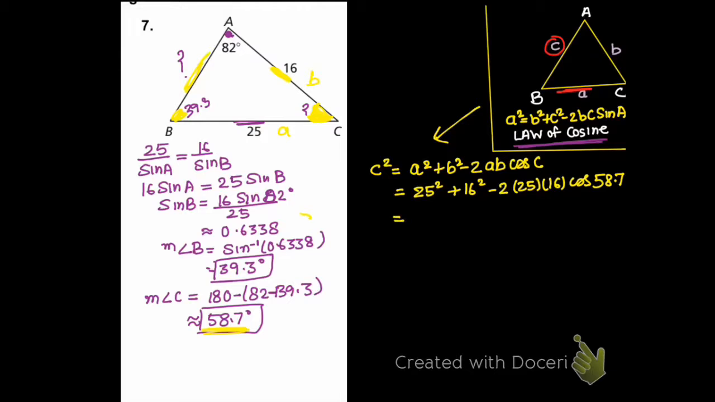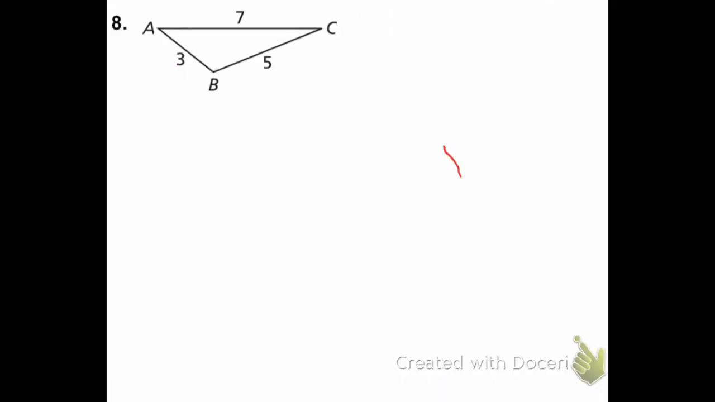So when you solve it and simplify everything, C is going to be 21.6. When you enter the expression in your calculator, finally your answer is going to be this. Alright, so I'm moving to the very last problem of this lesson. That's question number 8.